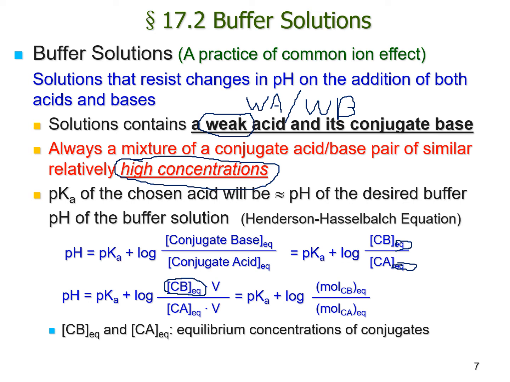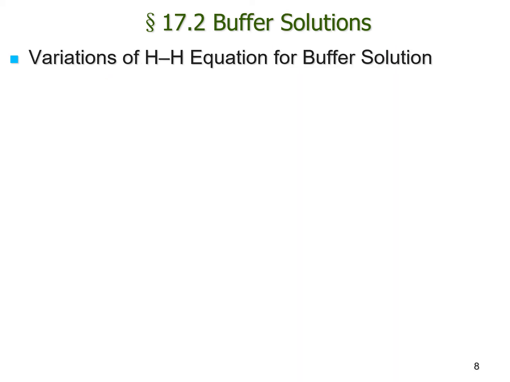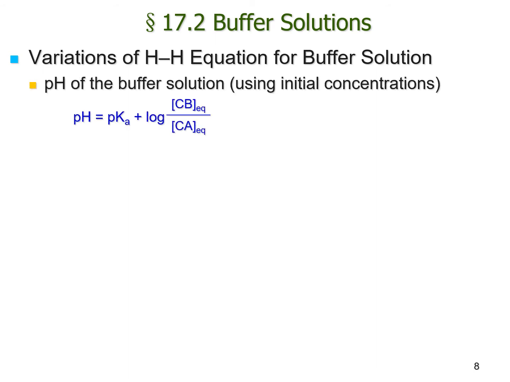Sometimes you will probably find that this equation is more useful than the original version of the HH equation. All right, so there's one more variation of the HH equation for the buffer solution. This is what we got from our discussion on the previous slide. So pH according to the HH equation is pKa plus the log of Cb over Ca at equilibrium.